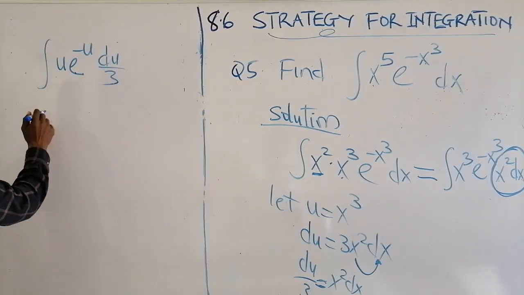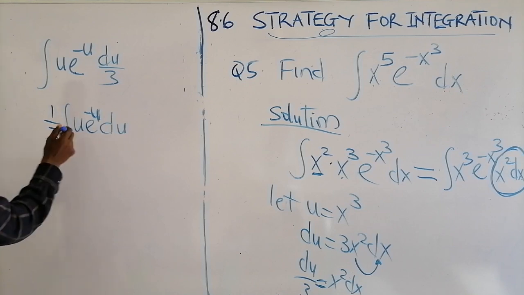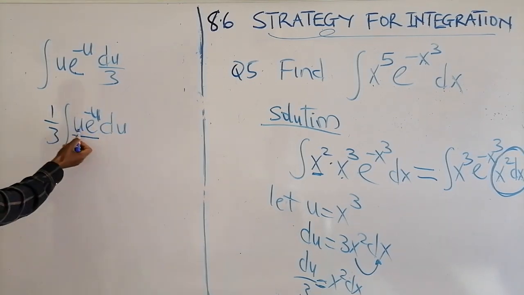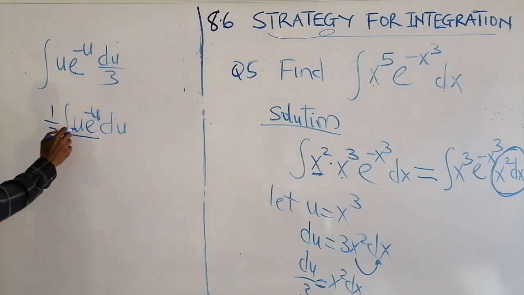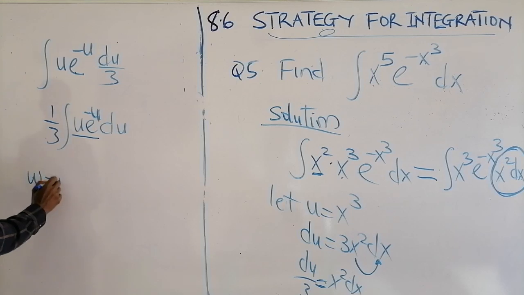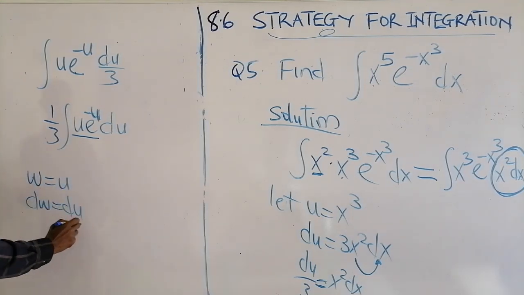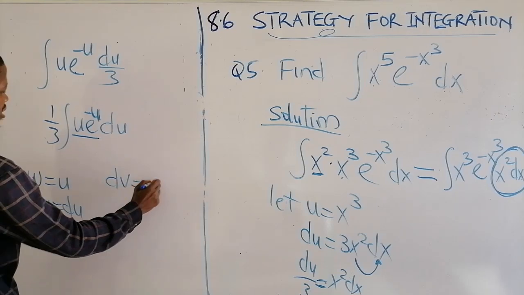Let's put the constant on the outside, then we have this. Then this calls for integration by parts, since these are two products. The differentiable function I'm going to use, w, is equal to u. So dw is equal to du. Then v is equal to the integral of this.